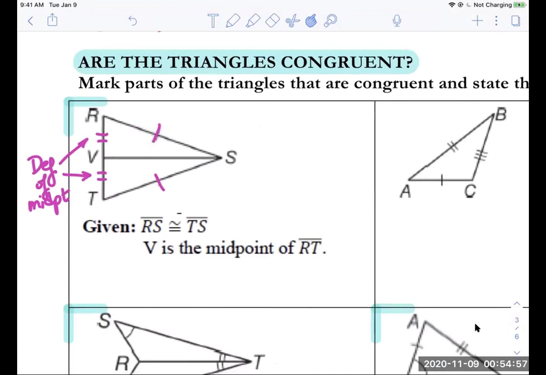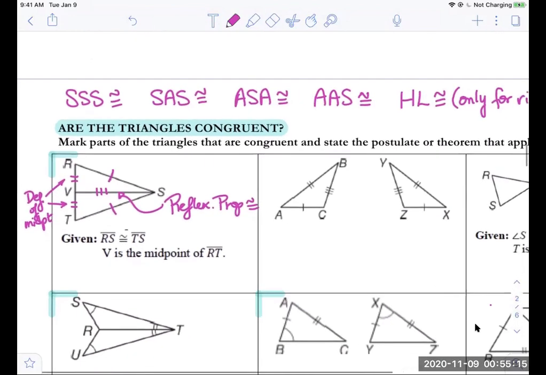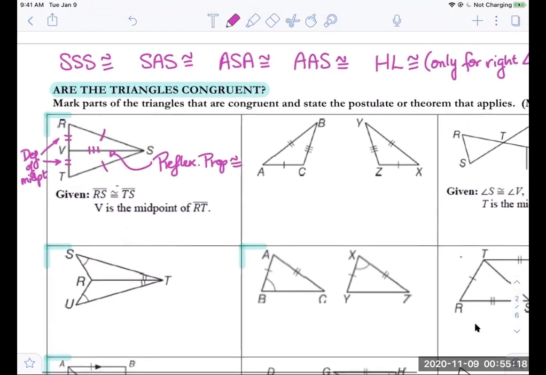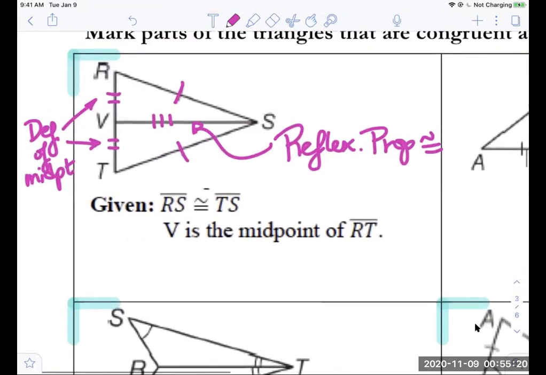Okay, what else can we mark that's not given? Well, reflexive is going to give us segment VS is congruent to segment VS. So that is the reflexive property of congruence. Do we have enough to say the triangles are congruent? Well, remember, here's our options. That is side, side, side.